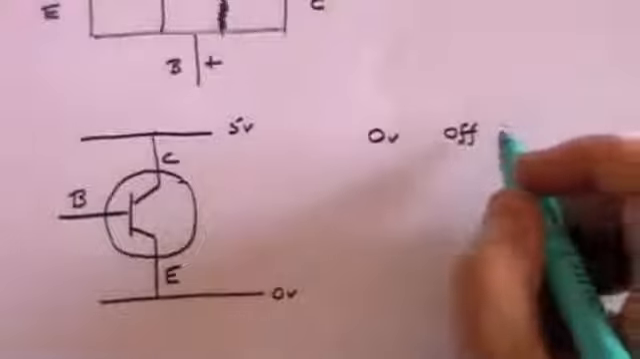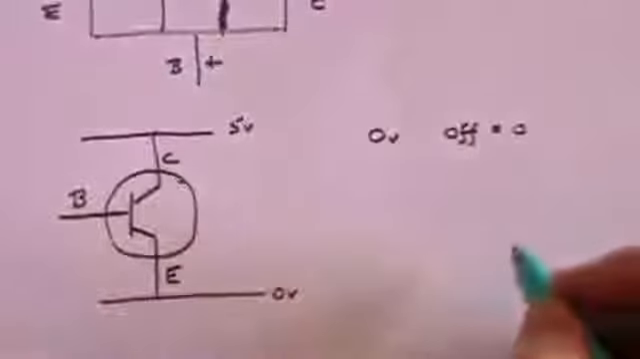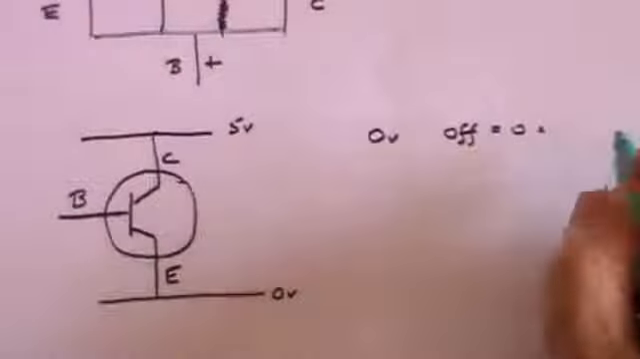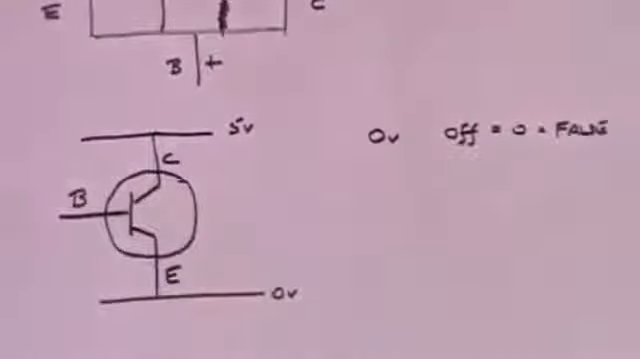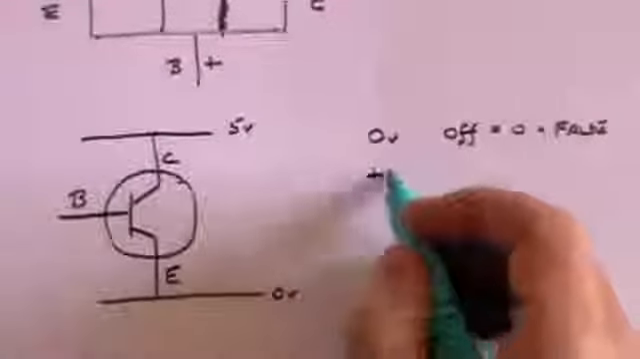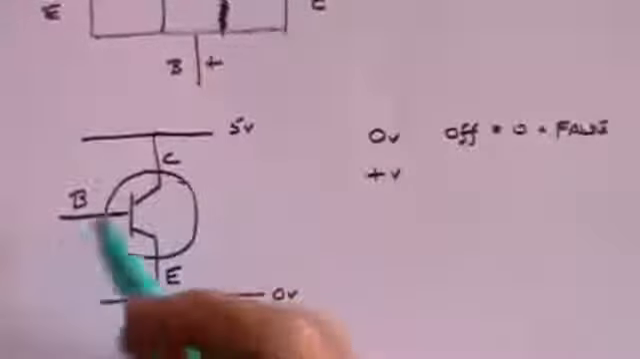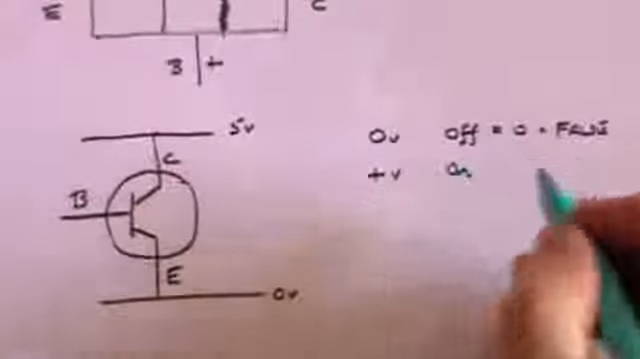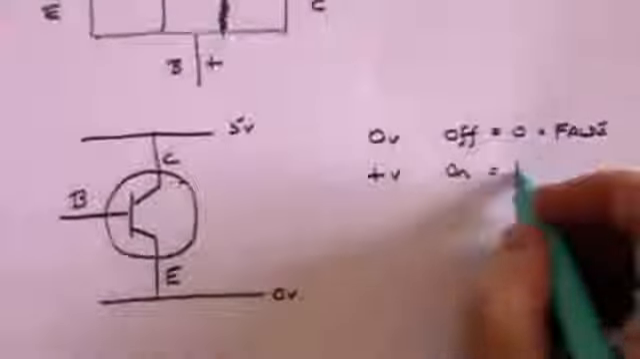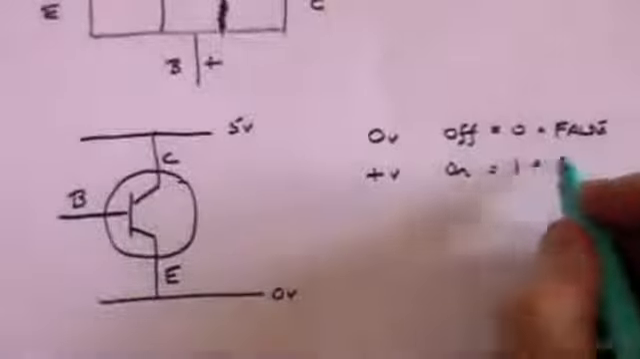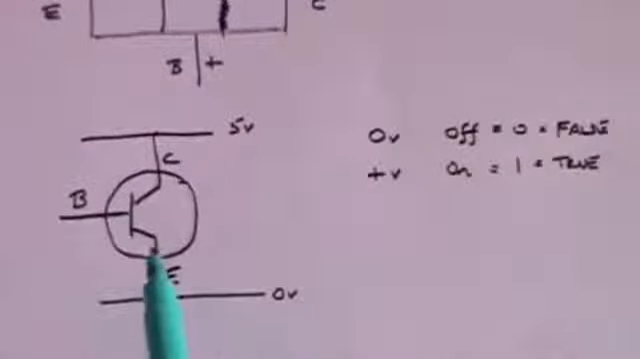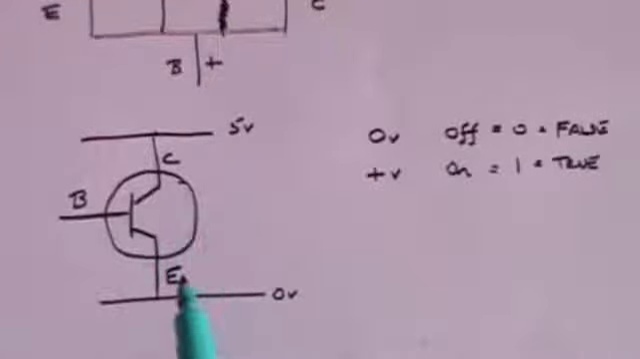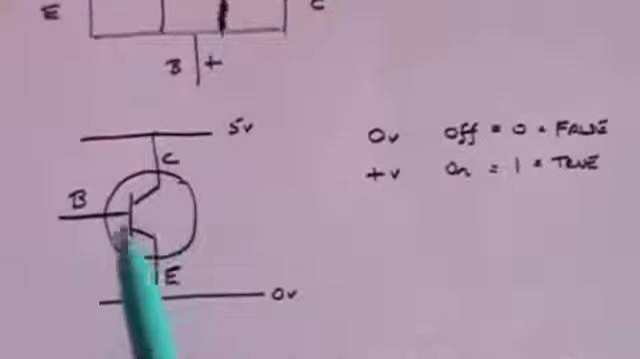And that is often given the symbol 0, or sometimes called false. On the other hand, if there is a positive voltage on the base, then the switch is on, and that is given the representation 1, or true. All the schematic transistor diagrams that I draw in this video will be in this form, with the emitter here, the collector here, and the base here.